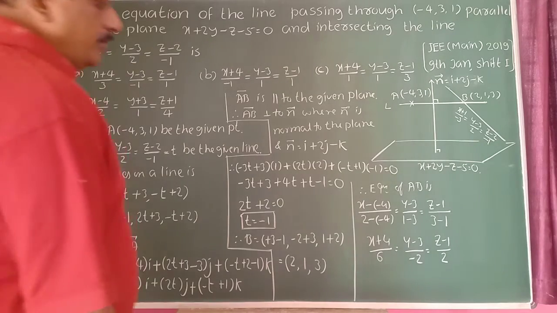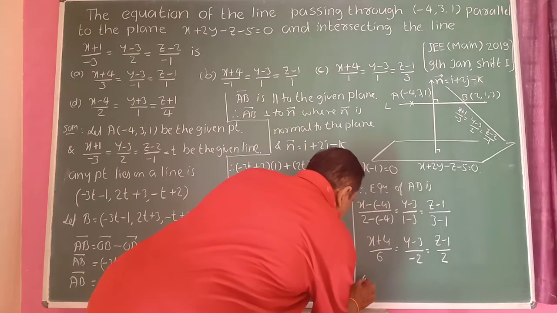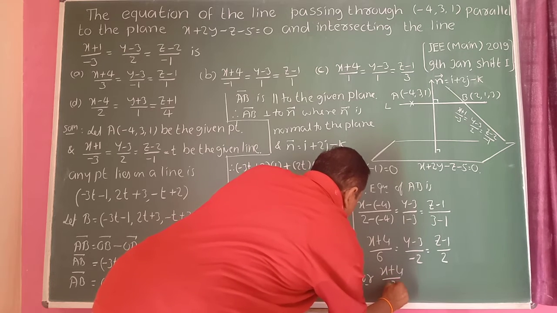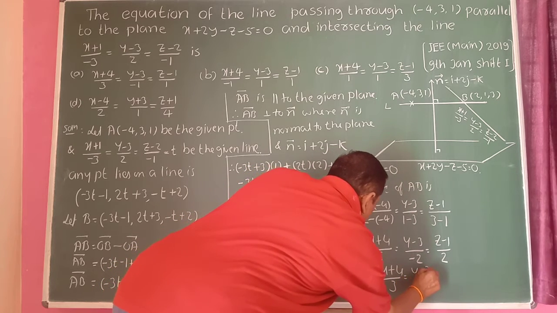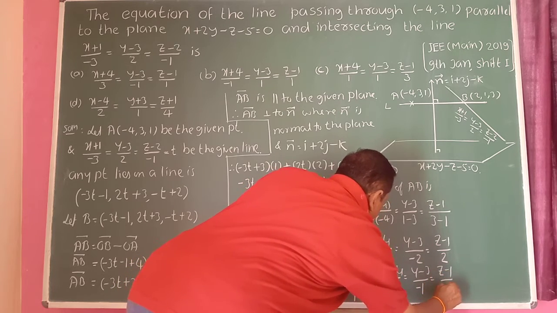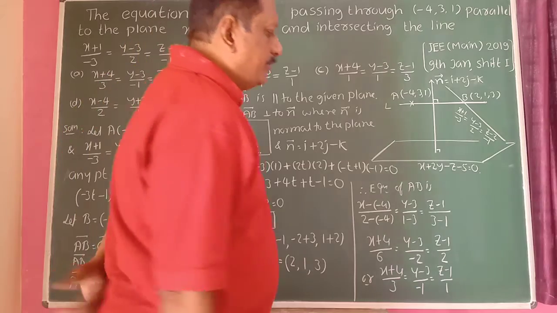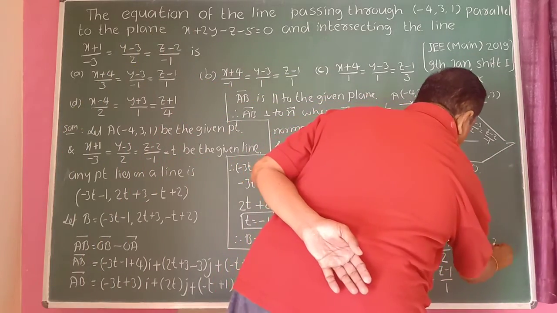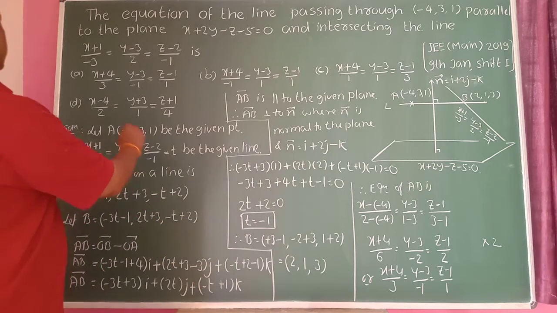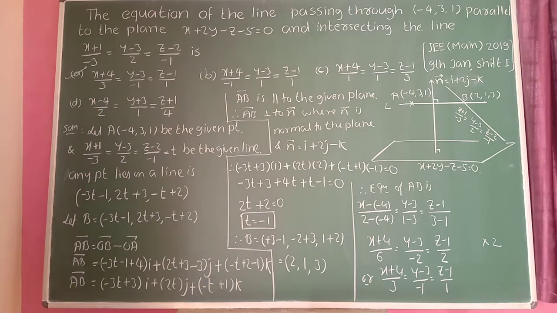Or you can write this as (x + 4)/3 = (y - 3)/(-1) = (z - 1)/1, dividing each term by 2, we get this. Yes, the first option is correct here.